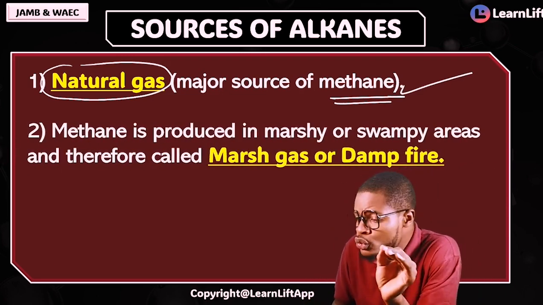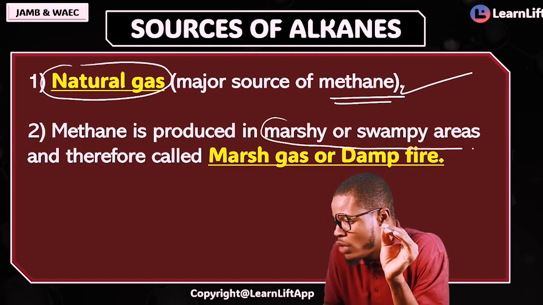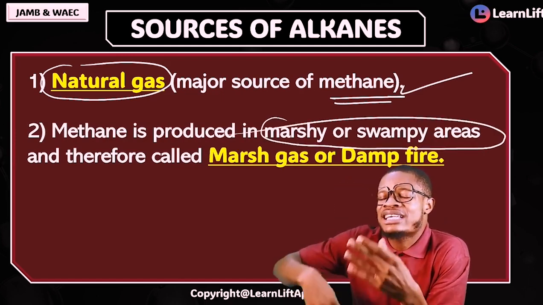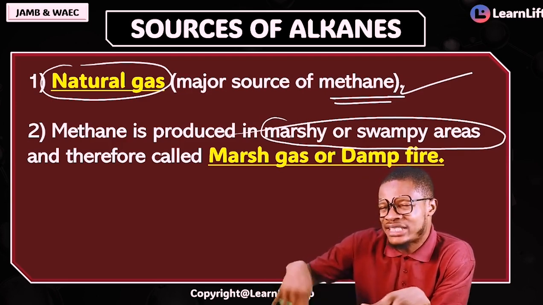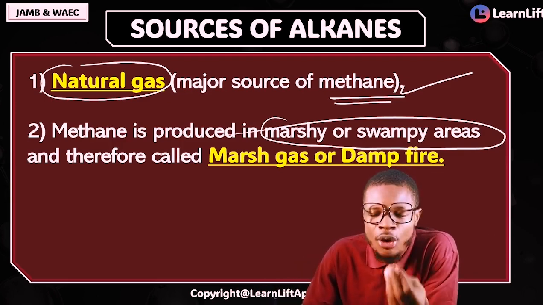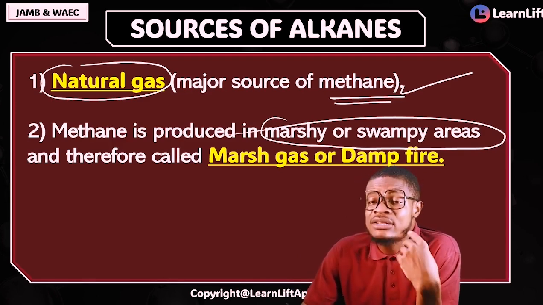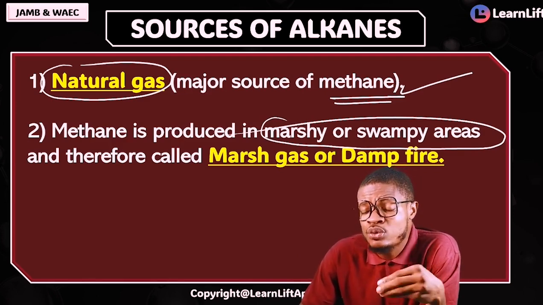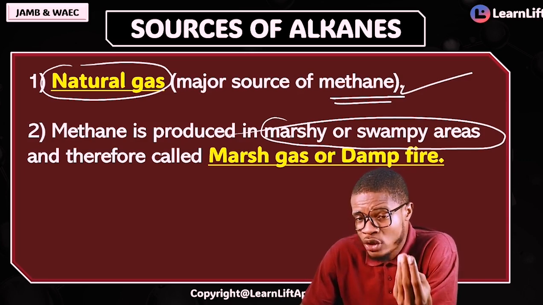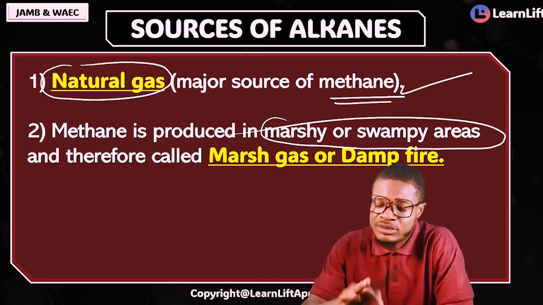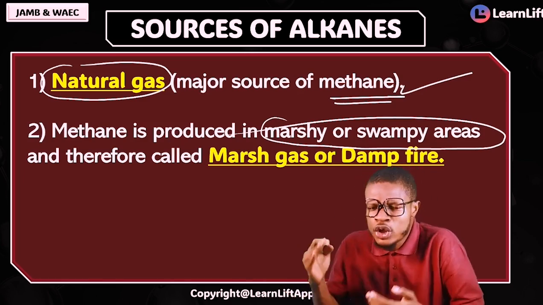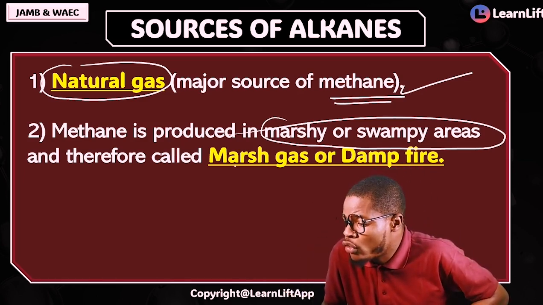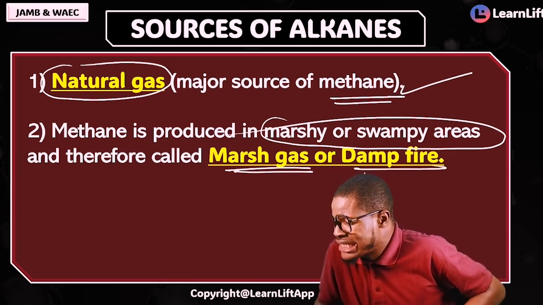Number two, very fast. Methane is produced in marshy or swampy areas. You see, areas that are swampy, right? Where you have water, they are more like waterlogged areas. That's where you get your marsh gas from. That's why you observe that we always see crude oil majorly in those swampy areas. That's where they discover crude oil most of the time. So methane is produced in marshy or what? Swampy areas.